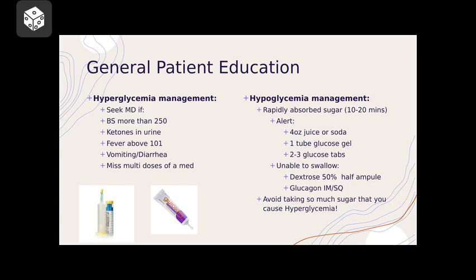You only want to do these oral treatments if the patient is alert so that they can swallow safely. If they are not alert, they're unable to swallow, then we want to give another route of medication. So we can give 50% dextrose through their IV. The first picture on the left there, you'll see it's a big ampule. Sometimes we call it an amp, half an amp. You give half of that container of 50% dextrose, a lot of sugar in there. So we give that through the IV, or you can give glucagon IM or sub-Q.